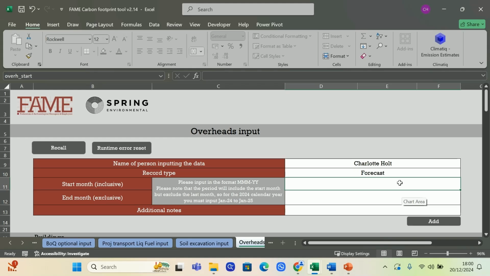You do not need to enter each month individually. You can enter for a whole year, but we just want to note the format here will be Jan 24 to Jan 25, for example, and we also want you to be aware that the start month is included and the end month is excluded. So if you want to do a full calendar year from January 24 to December 24, you must input Jan 24 to Jan 25. So why don't we do that? Jan 24 to Jan 25. Let's do actual data.